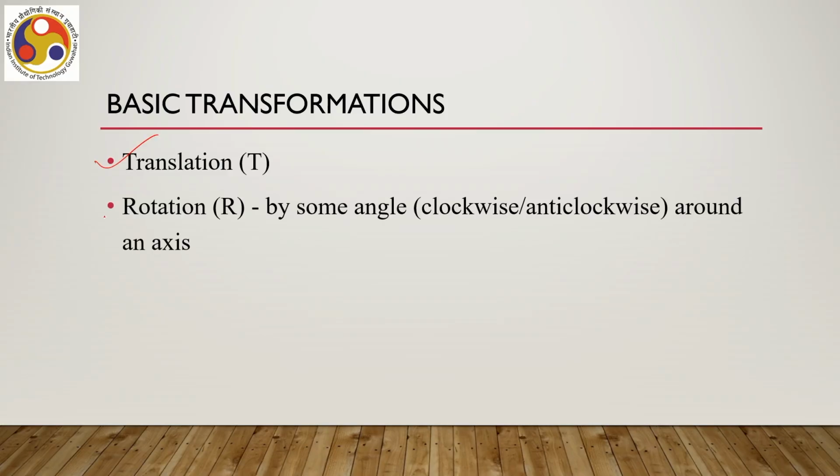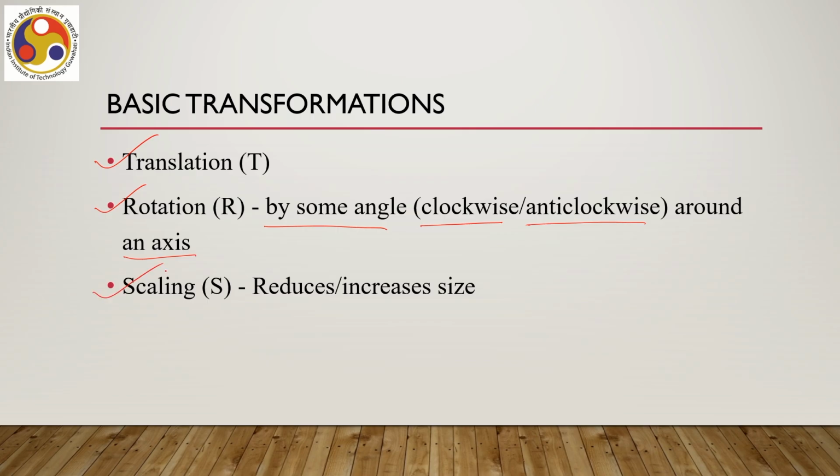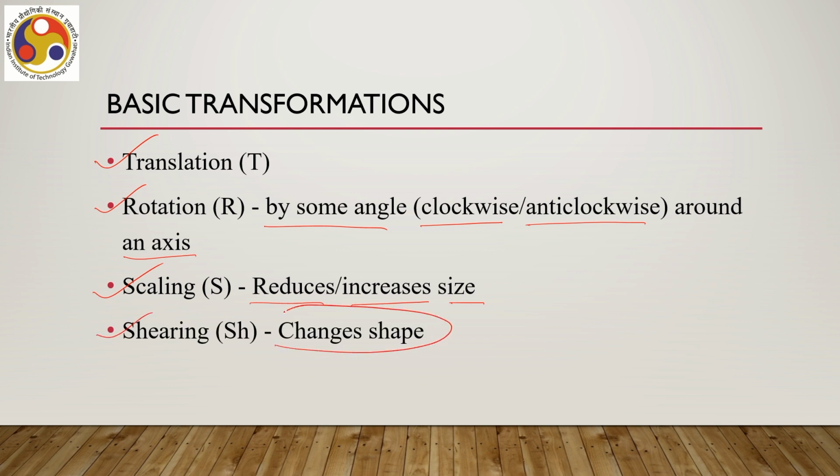We are all familiar with those transformations, such as translation, rotation by some angle either in clockwise or anti-clockwise direction around an axis, scaling, that is reduction or increase in size of the object, and shearing, that is changing the shape of the object. So, these 4 constitute the basic transformations, and we can use combinations of these 4 to create any sort of transformation required to construct a scene.